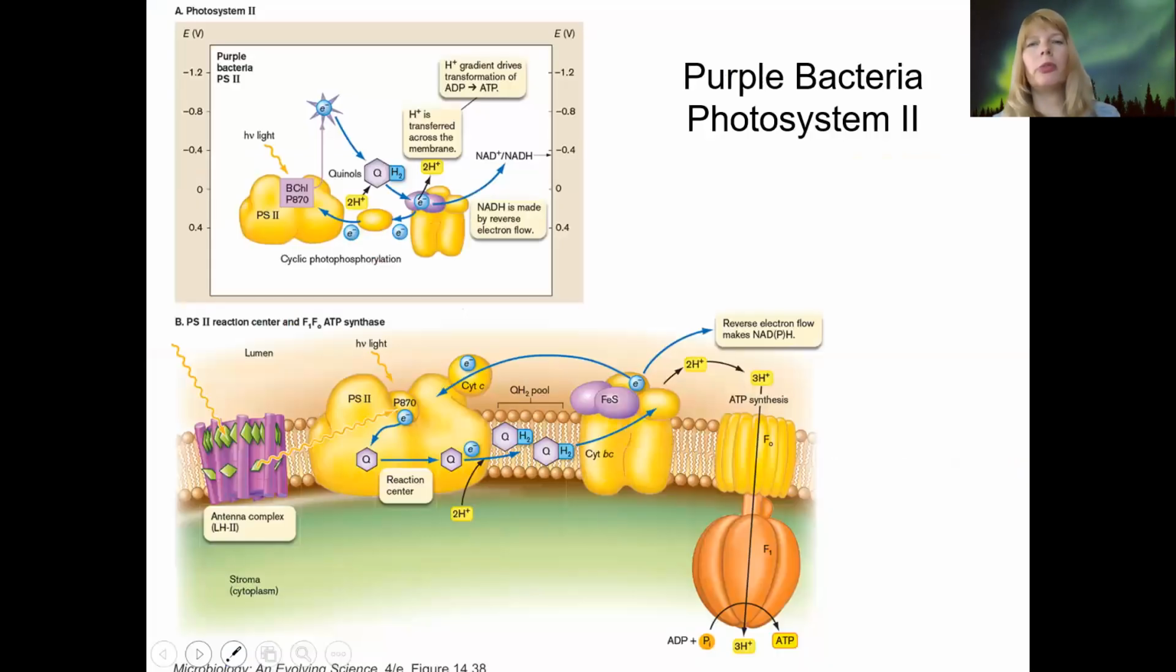Then there's another group of organisms called the purple bacteria, and they only use photosystem 2. So they're just down to one photosystem. Remember too, microbes evolved before plants. So these versions of photosynthesis occurred first, and then plants and cyanobacteria evolved more sophisticated processes to run their light reactions of photosynthesis. So purple bacteria have just photosystem 2.